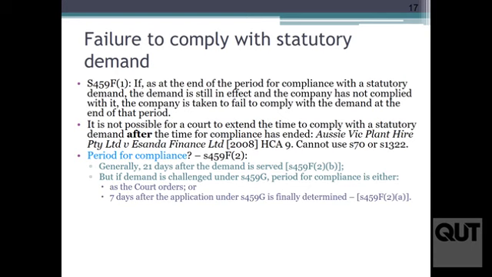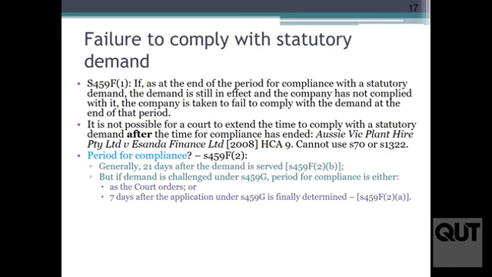Now, as we know, a failure to comply with a statutory demand gives rise to that presumption of insolvency, section 459F. If the period for compliance with the demand has expired, that is, that your 21 days is up, it isn't possible for the court to extend the time to comply. This is an important point. So in other words, section 459F comes into operation once that 21 days are up.